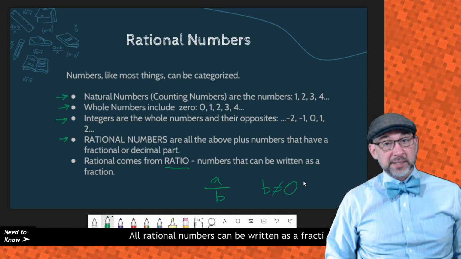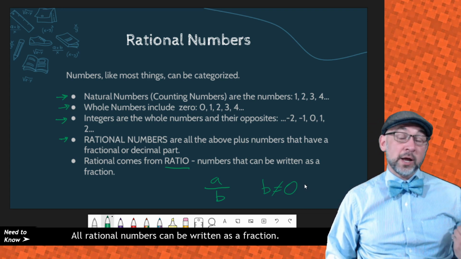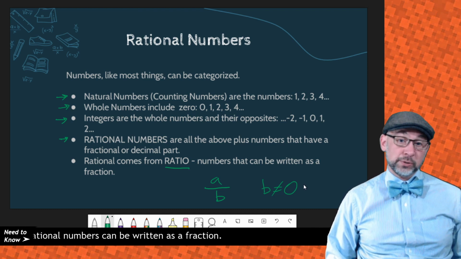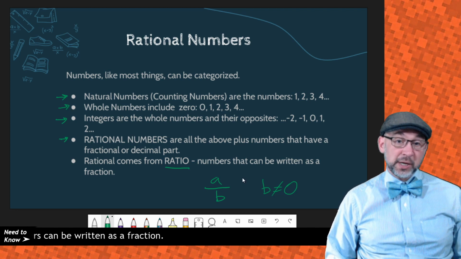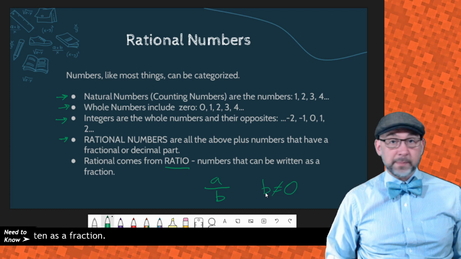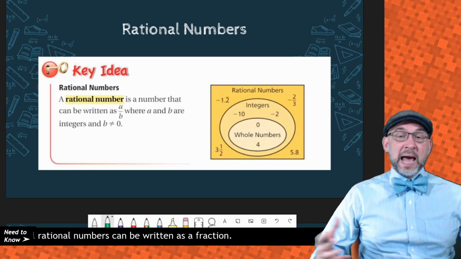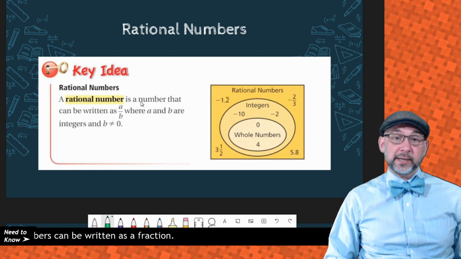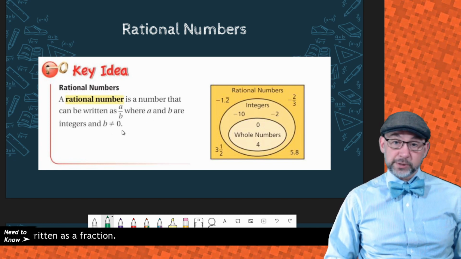If you remember from a lesson or two ago, we talked about how you cannot divide by 0. That is undefined. And any number that is undefined is not a rational number. So the rule for a rational number, it has to be written as a fraction, a over b, and the b, the denominator, cannot be 0. So here's just another visual to show you how these numbers nest. So the rational number, like we said, is a number that can be written as a over b, where a and b are integers and b is not equal to 0.